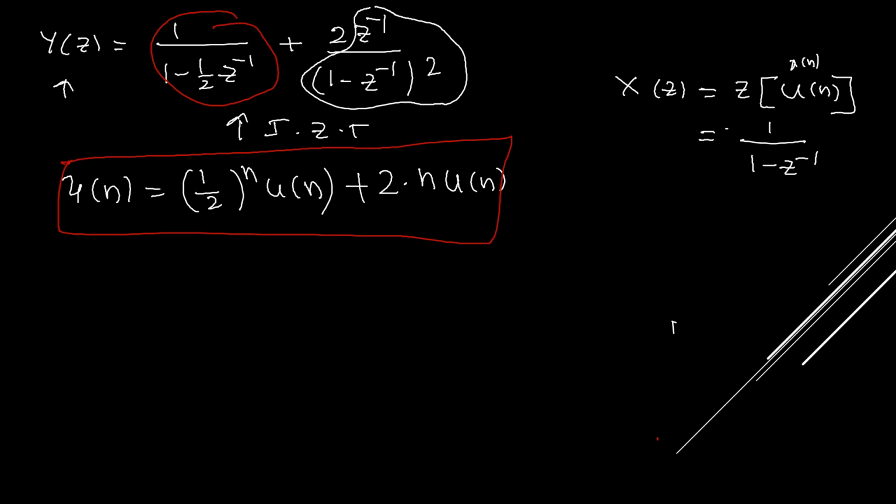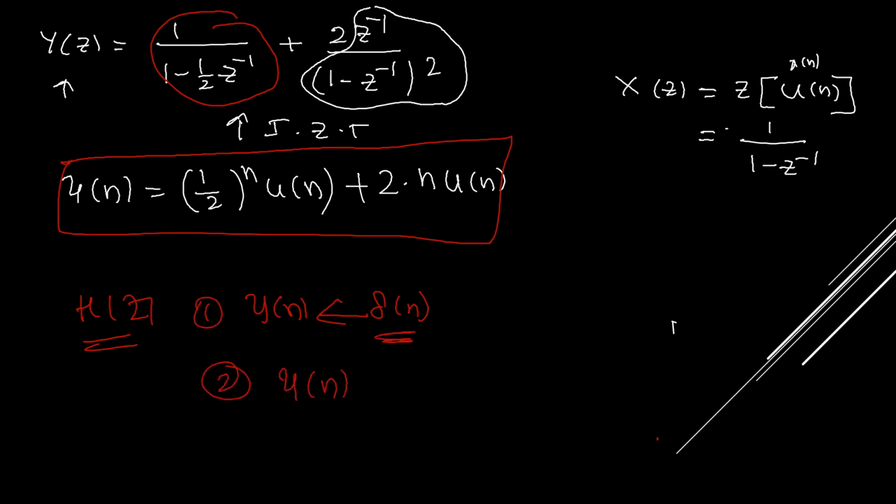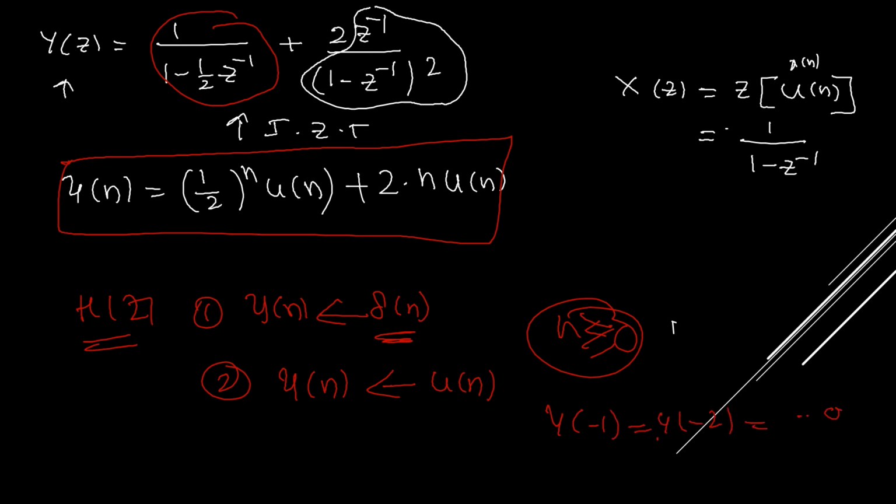So what we have done here: first we computed H(z), and from this we computed the output for the given impulse response. The second one is we computed y(n) for the given u(n). Here we are assuming initial conditions are 0, that is, for n greater than or equal to 0, y(-1), y(-2) and all are zeros. In the same way, x(-1), x(-2) and all are equal to 0, right?